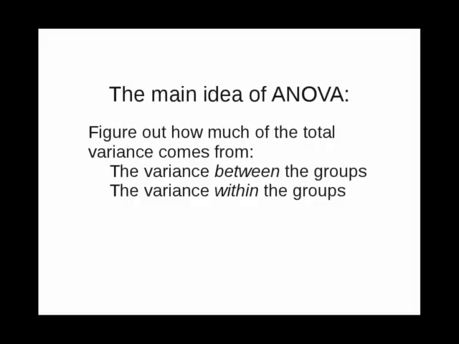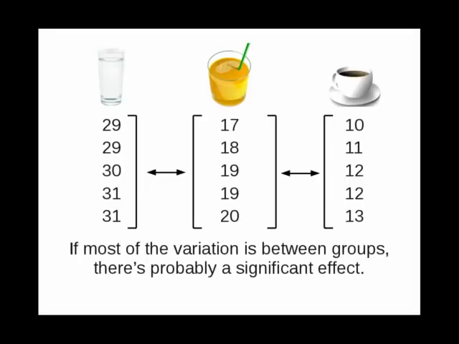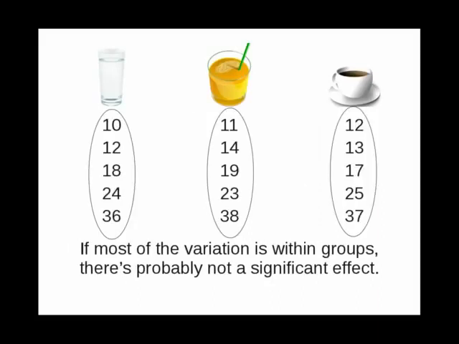So to recap, here's the main idea of analysis of variance. You figure how much of the total variance comes from between the groups and how much comes from within the groups. If most of the variation is between groups, there's probably a significant effect. If most of the variation is within groups, there's probably not a significant effect.